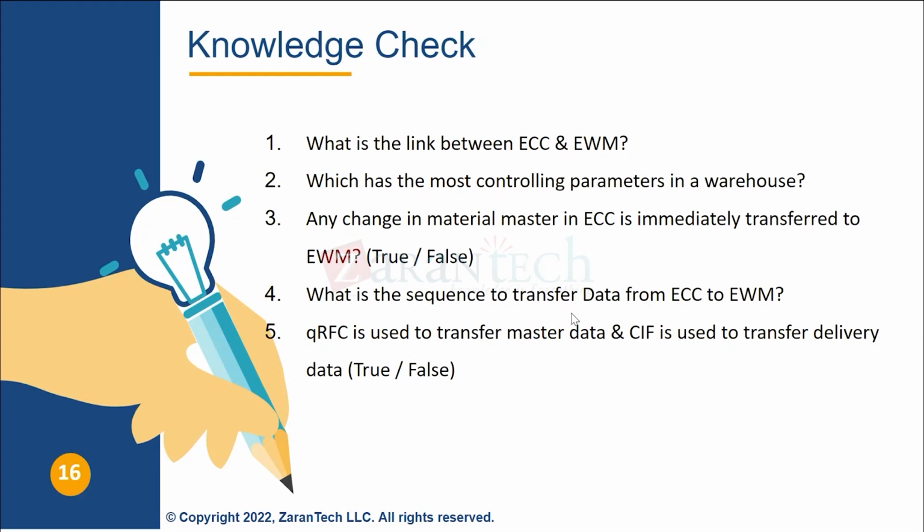Okay. So any idea on the sequence of transferring data from ECC to EWM? What will be transferred first? You mean first master data, then transactional data? Yeah, master data. Okay. And the QRFC is used to transfer master data, and CIF is used to transfer the delivery data. Is that true or false? It's the other way around.